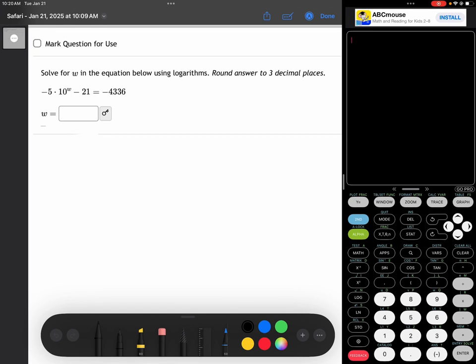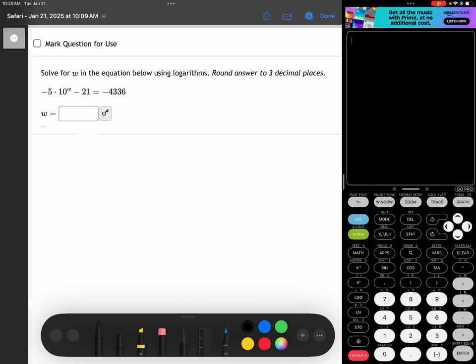This question is asking us to solve this exponential equation. We know it's an exponential equation because you see the w, which you're trying to solve for, is in the exponent, and it has a base of 10. And thus, we're going to be using a logarithm at some point to be able to solve this equation.